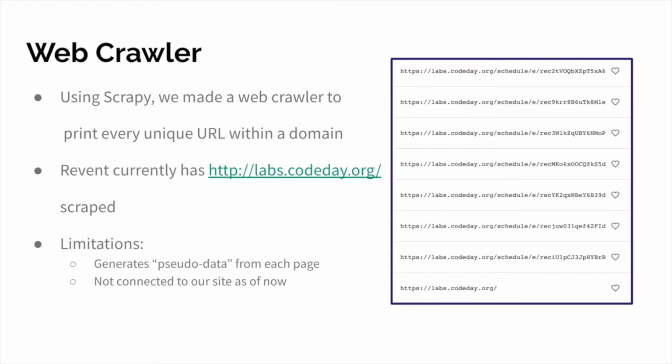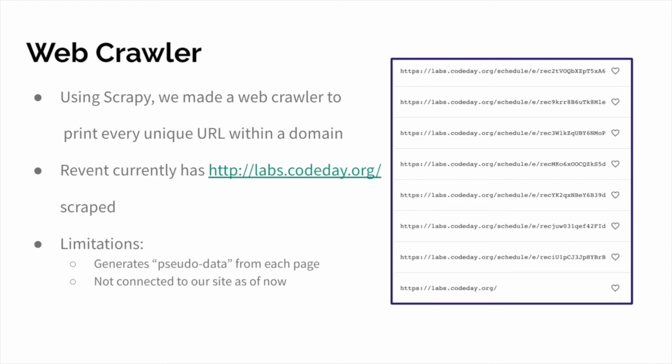Our web crawler's main function was to print every single unique URL within a domain because we wanted to be able to get each page that you could review. Using a Scrapy spider that we wrote, we were able to write a script to do this. On the right, you're able to see a list of all the pages that our web crawler gave us.